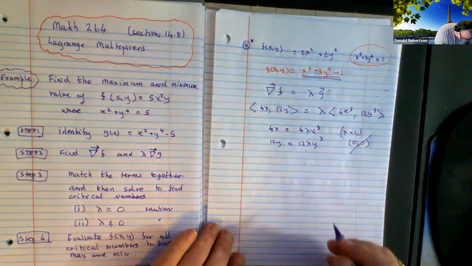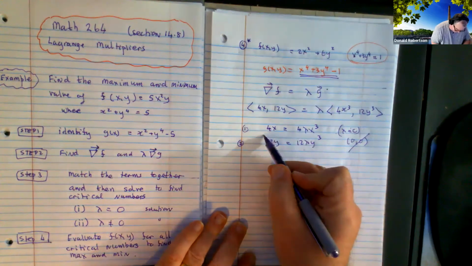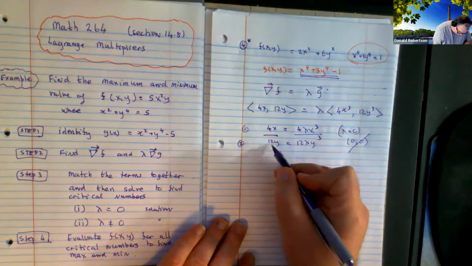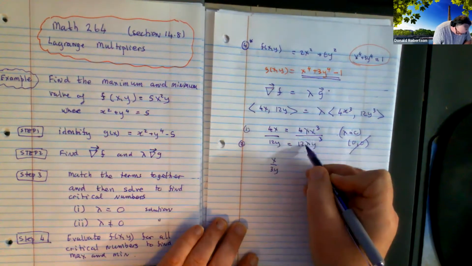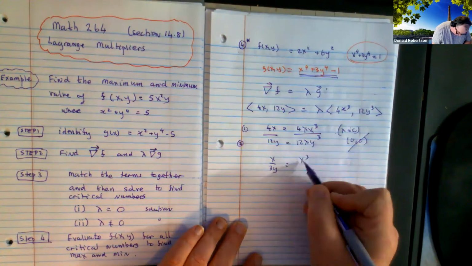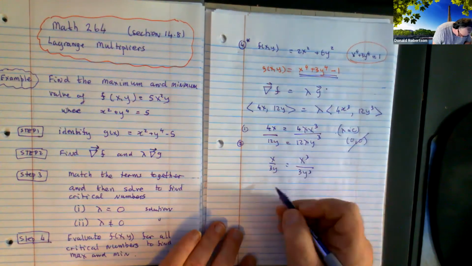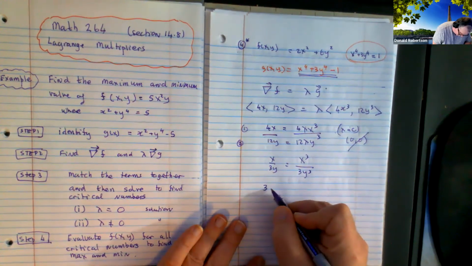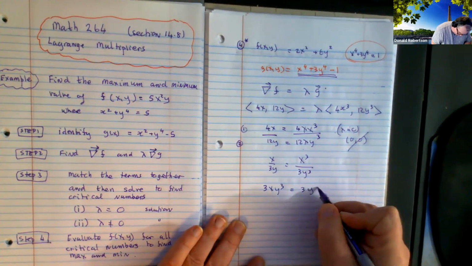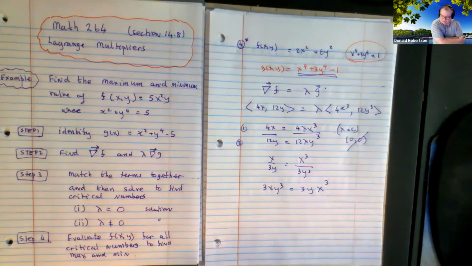Now, if you call this equation 1 and equation 2, we can divide them. And that divided by that gets you x over 3y. And that divided by that gets rid of the lambda. And it gives me, I believe, x cubed over 3y cubed. And then if I cross multiply, I get 3xy cubed is 3y x cubed. So far, so good.